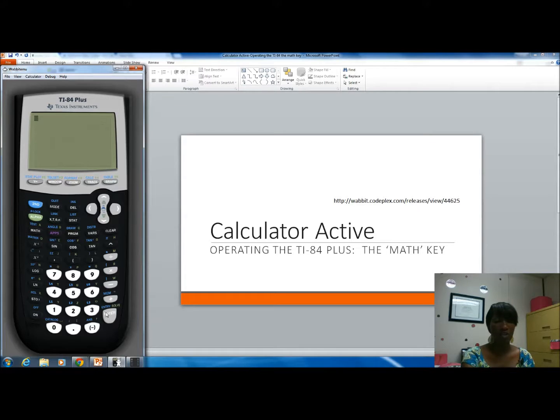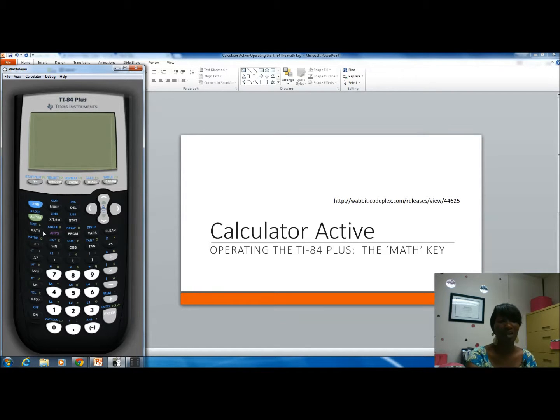And I want to reset my calculator because I'm not quite sure what the last operations were. So second plus 712 is how you reset it. So now that all the RAM has been cleared, we're going to press the math key.